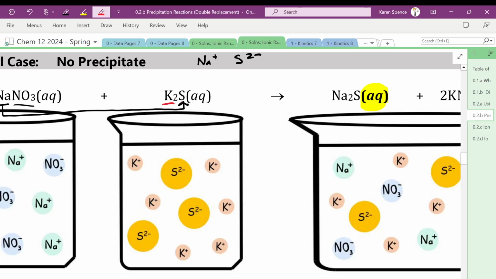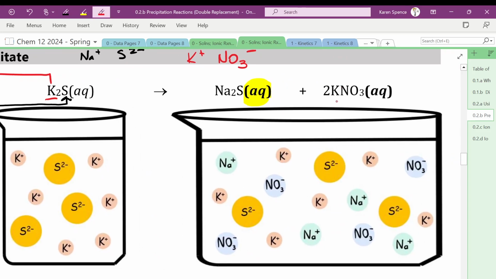Then I can combine my inside ions, my potassium and my nitrate. K is positive, NO3 is negative, so I just get KNO3. But again, I have a nitrate, and nitrate is soluble with everything, and I have an alkali ion, and alkali is soluble with everything, so I have another aqueous substance.